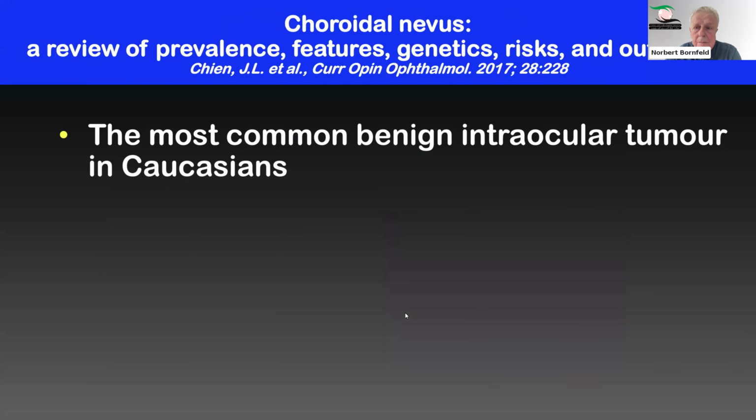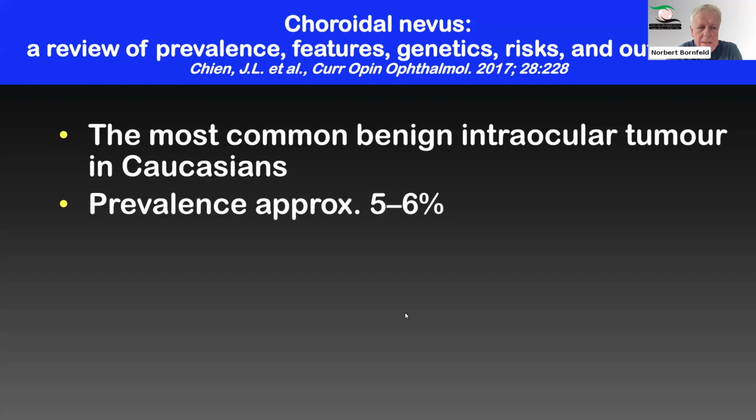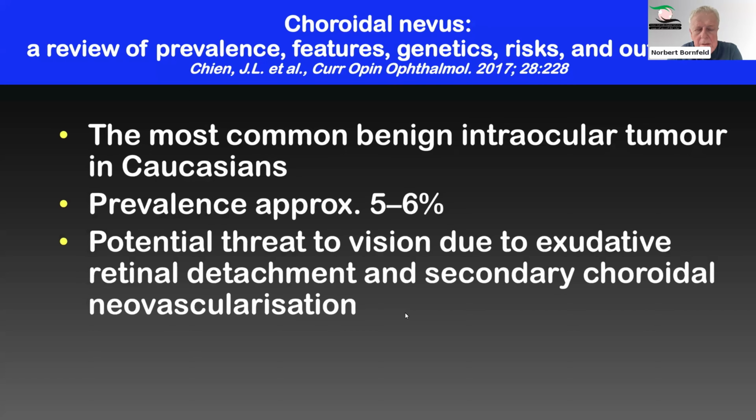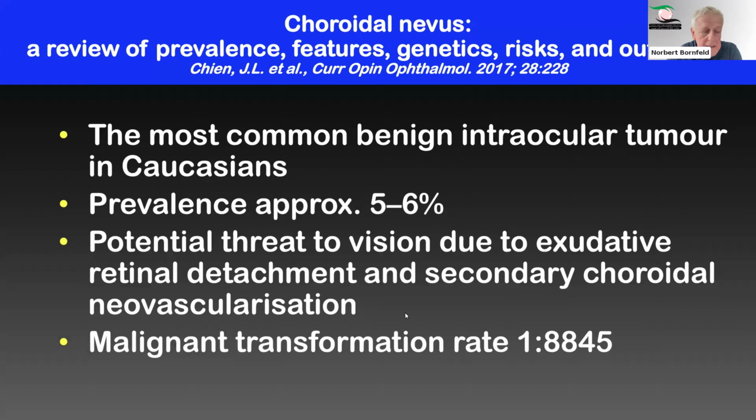We should know that what is called a nevus, or better, a melanocytic lesion of the choroid, is the most common benign intraocular tumor in Caucasians. So it's not rare, and the prevalence is approximately 5 to 6%. And nevi are not harmless. They are a potential threat to vision due to exudative retinal detachment and secondary choroidal neovascularization. But the transformation rate to malignancy is calculated at 1 to 8,054. So you have to see close to 9,000 patients to find one with a malignant melanoma.